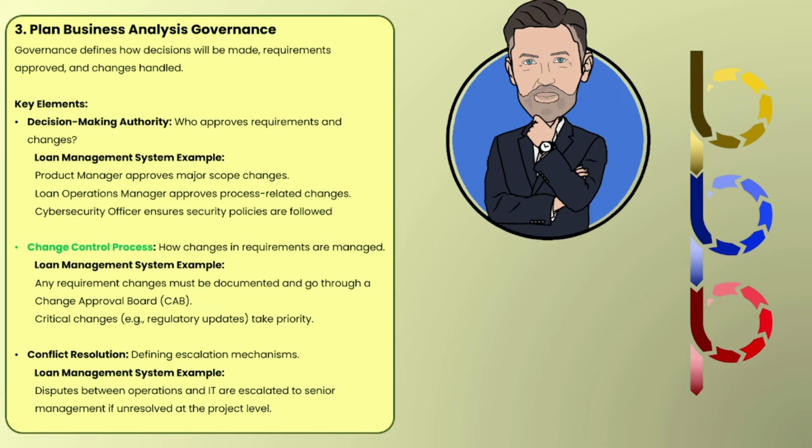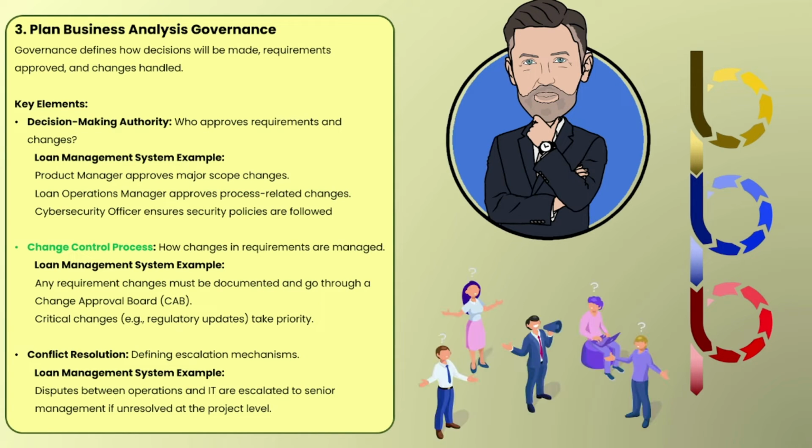Now let's move to the last key element of this particular task, that is conflict resolution. Conflict resolution happens if there is a disagreement, and this defines how it gets sorted and who gets escalated to. Basically, who steps in to break the tie. Let us consider the loan management system example. When there is a dispute between operations and IT and it is not getting resolved, then it is escalated to the senior management, so that it gets an exact resolution.